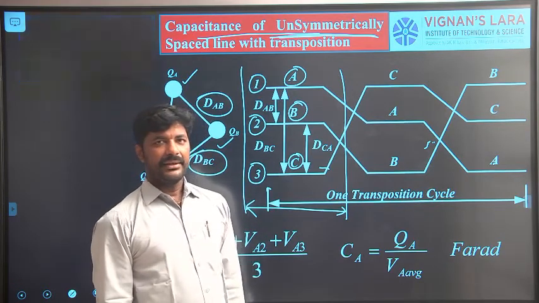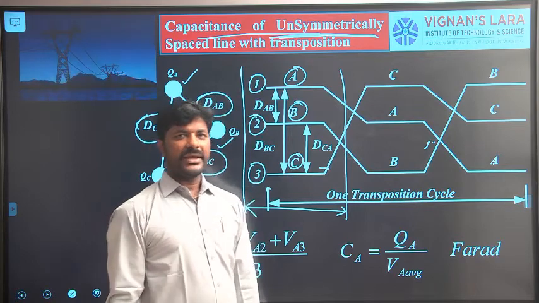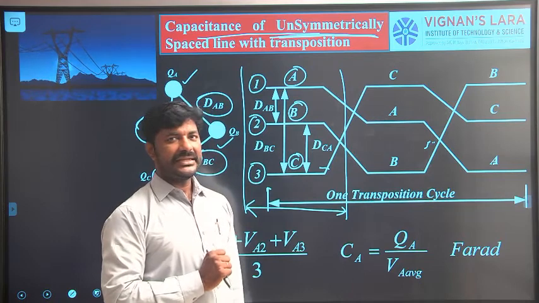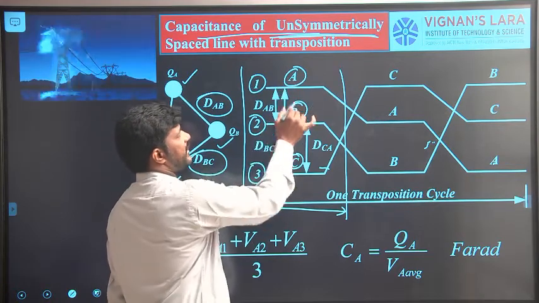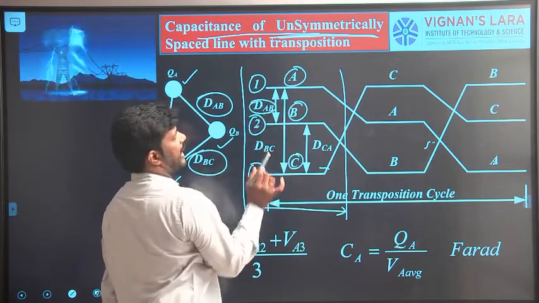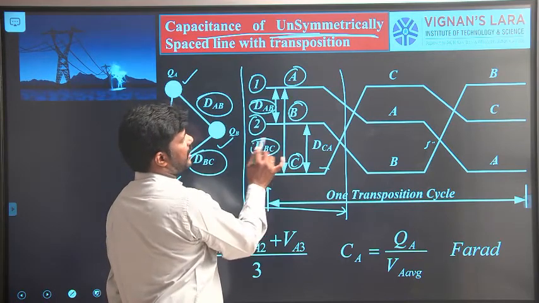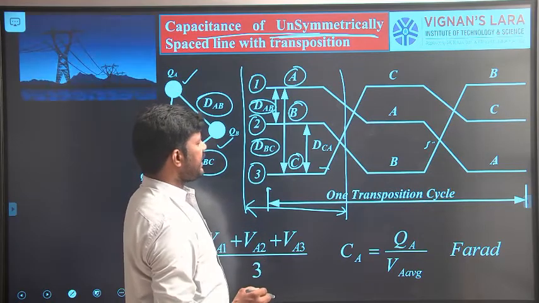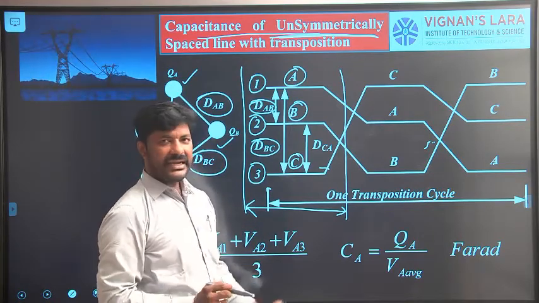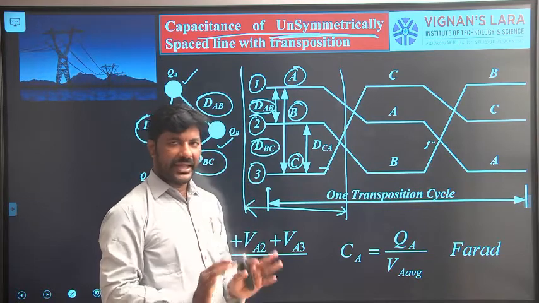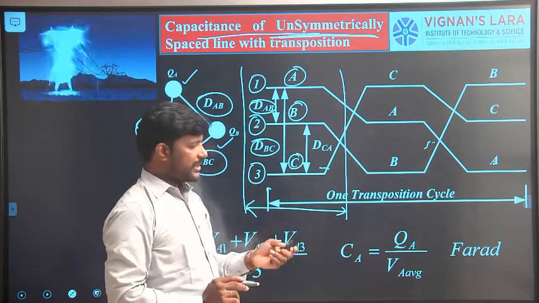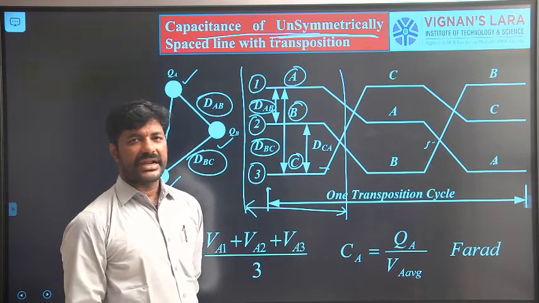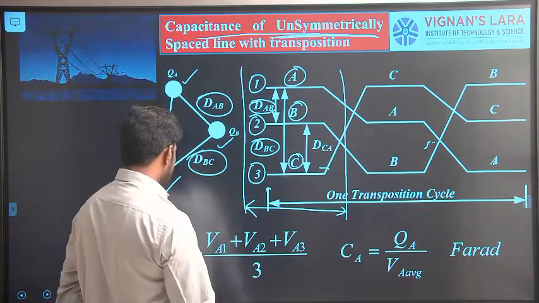Before going to discuss this topic, we should keep in mind that the distances are fixed here. What are the distances? The distance between conductors A and B is called DAB, the distance between B and C is called DBC, and the distance between C and A is called DCA. These are the three distances we have to identify in advance. Okay, so then let us see how to calculate the capacitance of these conductors which are transposed.